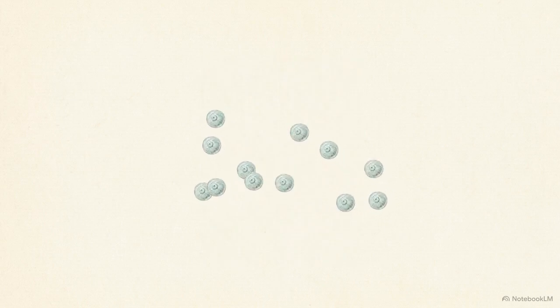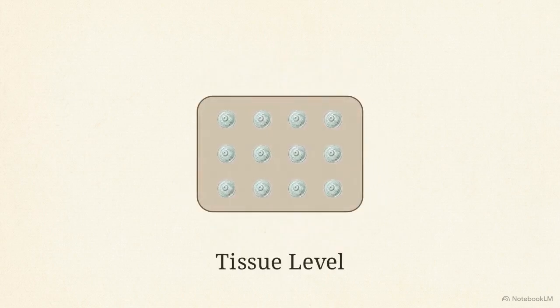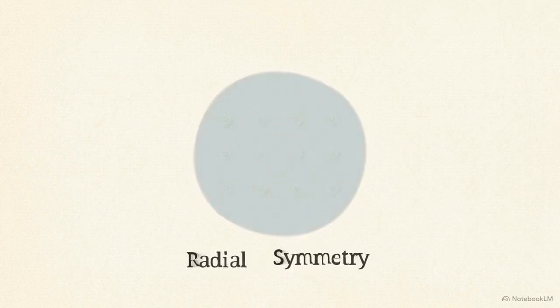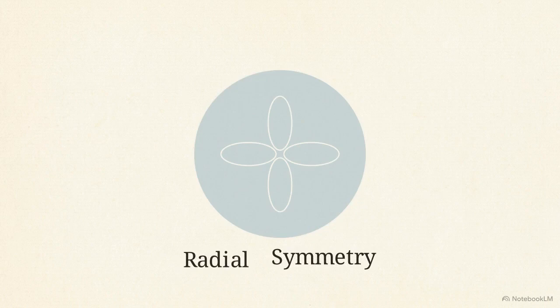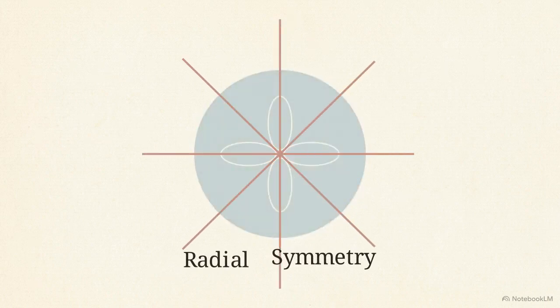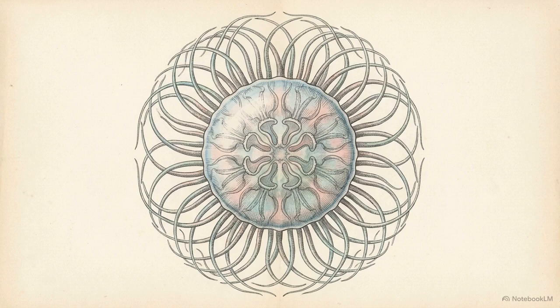A major evolutionary shift occurred when cells performing the same function began to arrange themselves into tissues. These layers introduced a new geometric layout, radial symmetry. In organisms like jellyfish, any plane passing through the central axis divides the animal into two identical halves. Radial symmetry allows an animal to interact with its environment from all sides, but it is poor for directional movement.